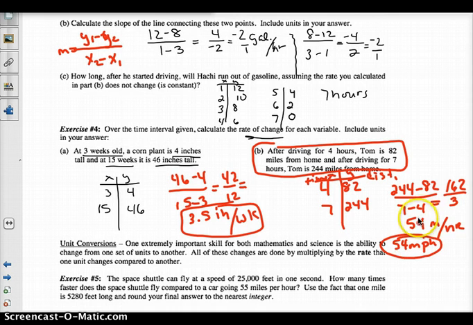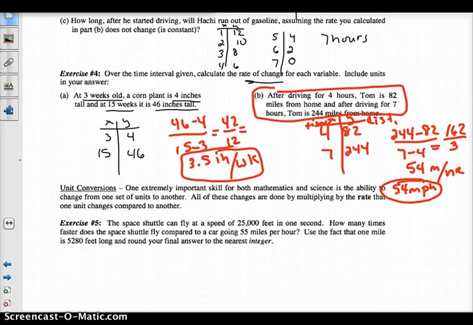Okay, so you should have gotten 54 miles per hour. If you reduce, you have this 162. Check that out. Make sure you have all your numbers right. And we're going to keep going.